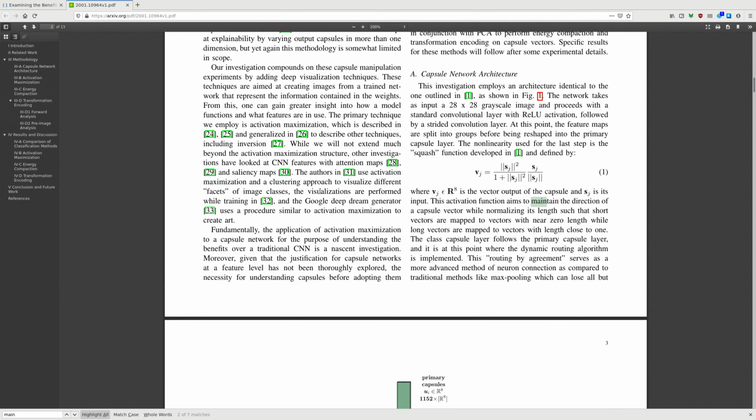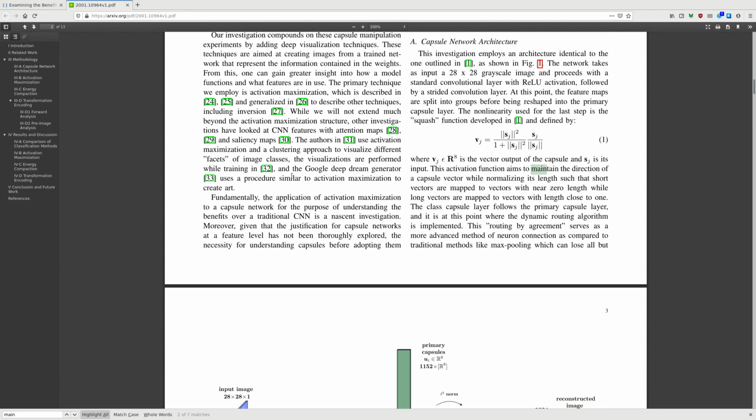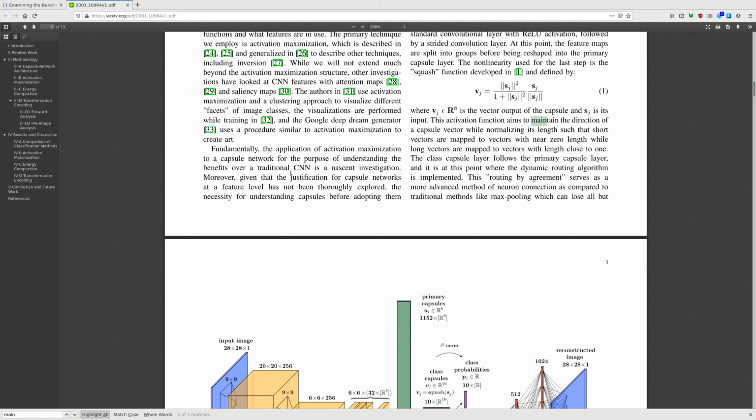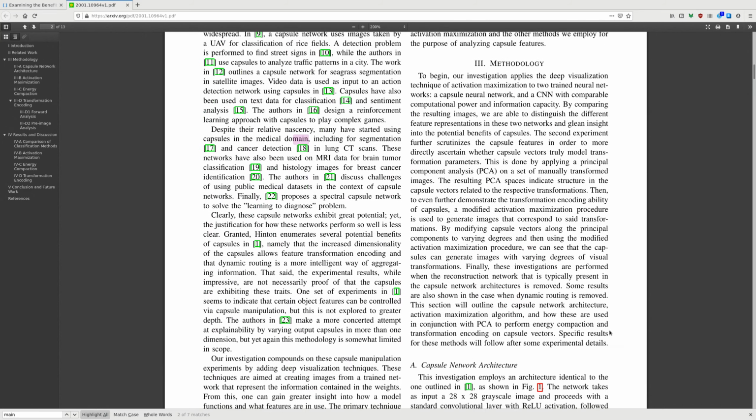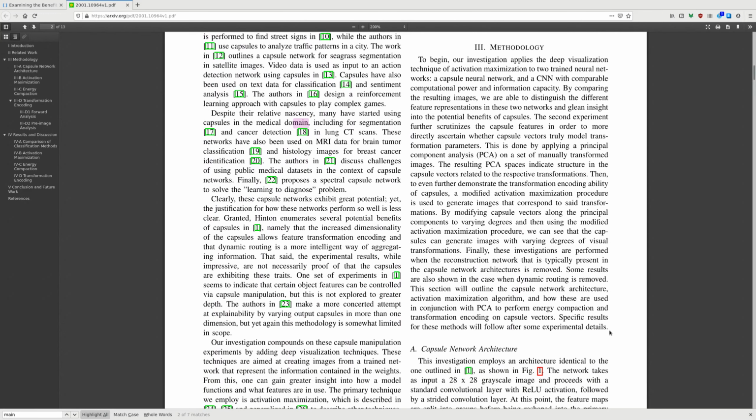Our investigations build on these capsule manipulation experiments by adding deep visualization techniques. Primary technique: activation maximization. We will not extend much beyond the activation maximization structure. Fundamentally, the application of activation maximization to capsule networks for purposes of understanding the benefits over traditional CNNs is a nascent investigation. It's our paramount methodology.